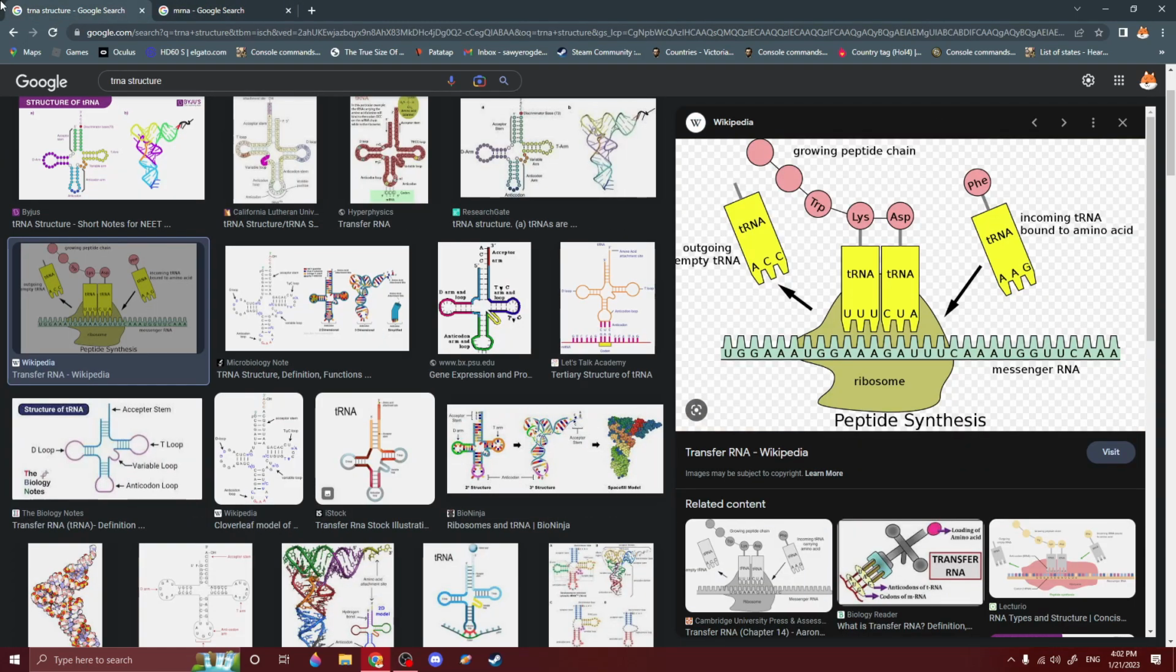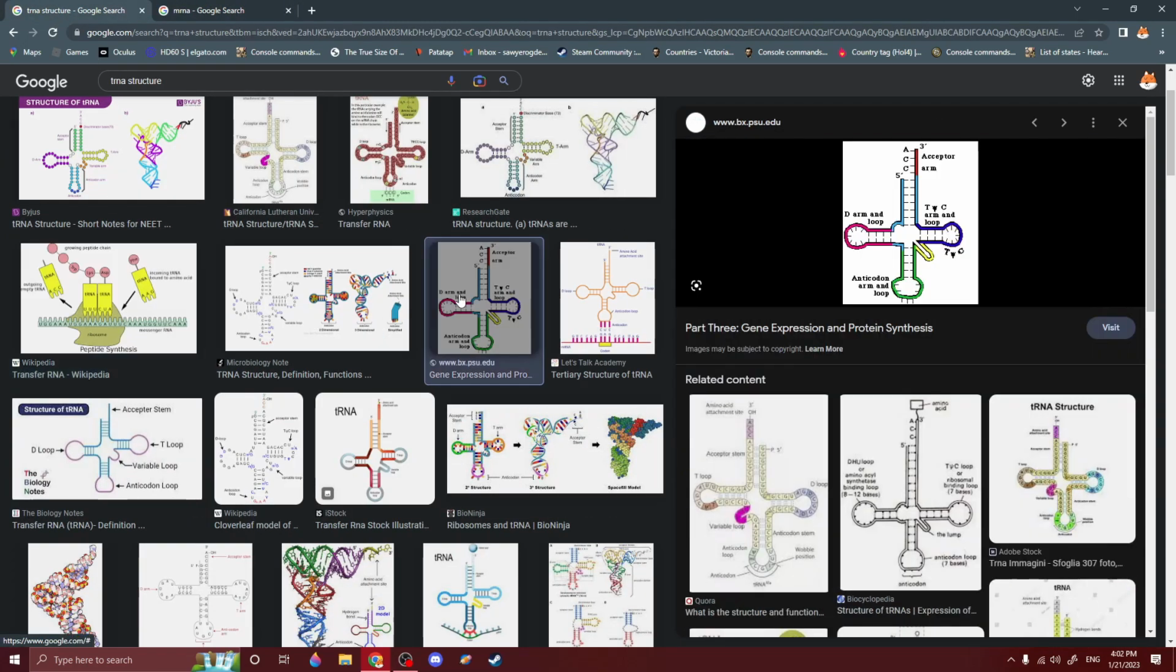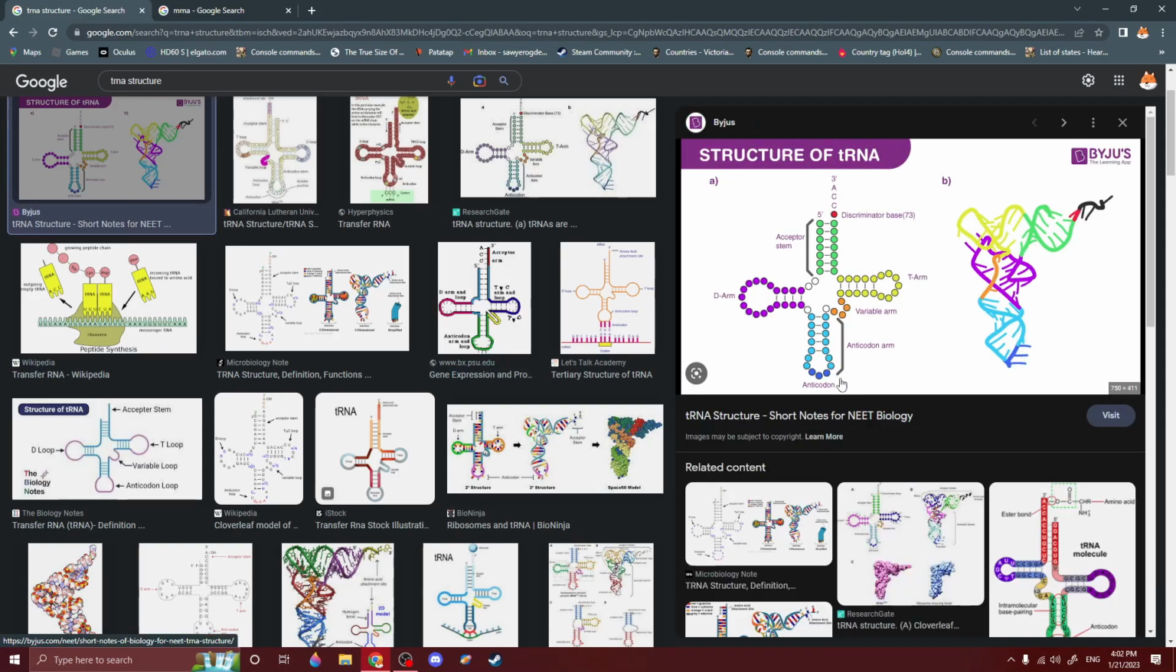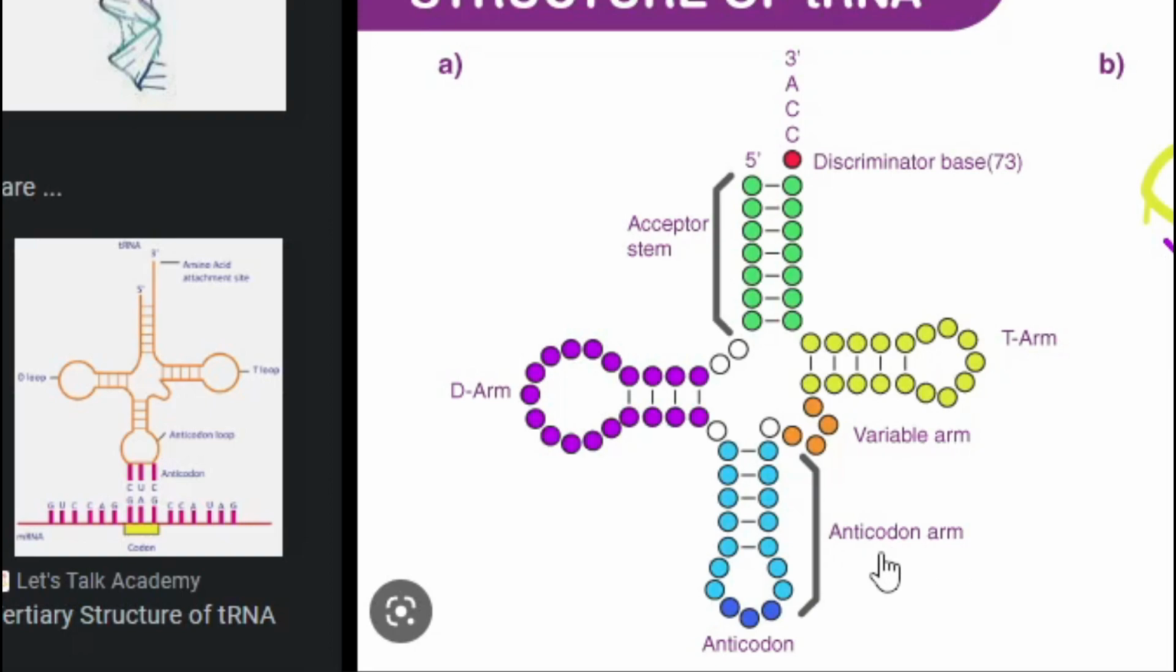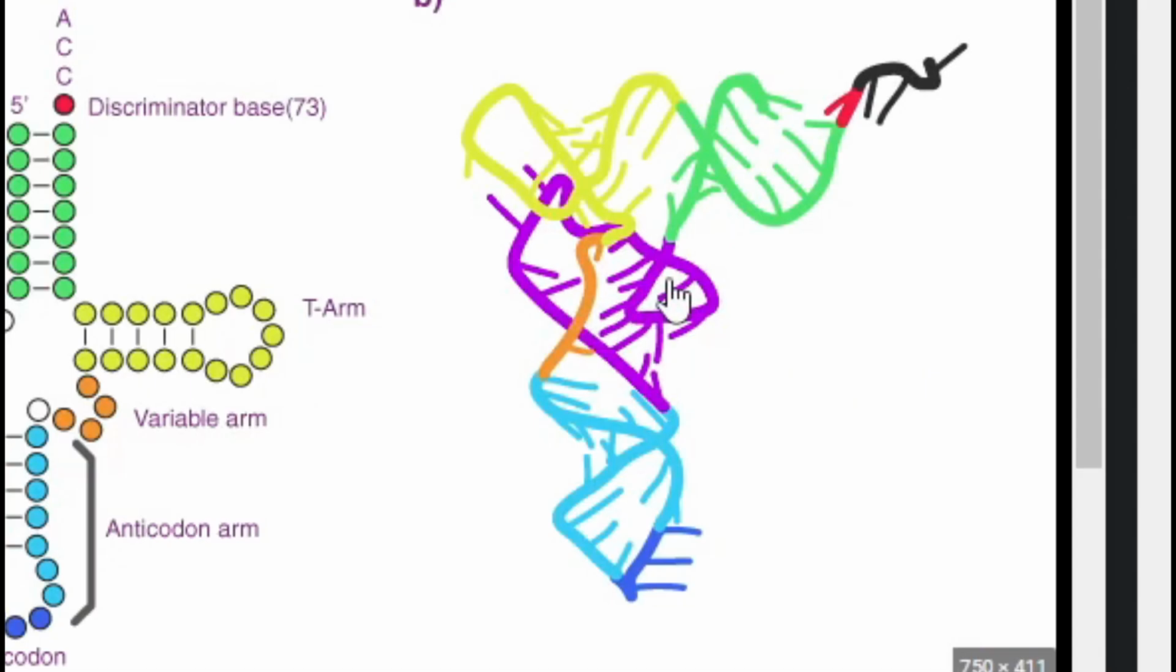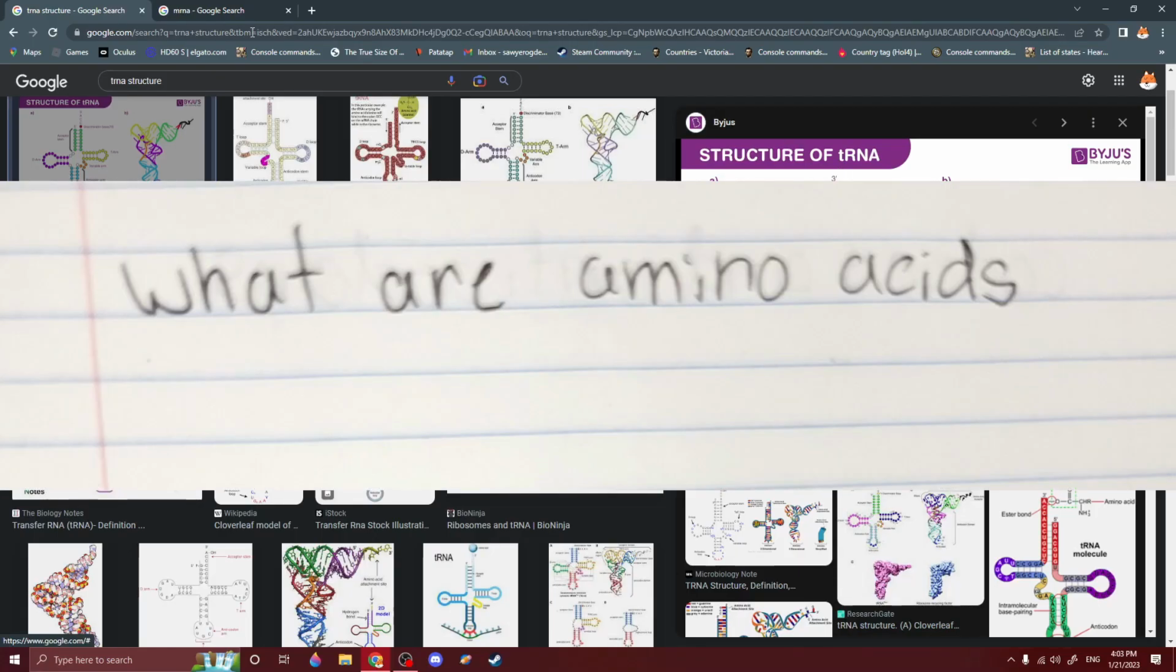Oh, that's what it means by I need to do more research. Yeah, it's made up of these loops. That's what the anticodons are. Oh my gosh, I'm learning as I'm recording. Anyways, what are amino acids?